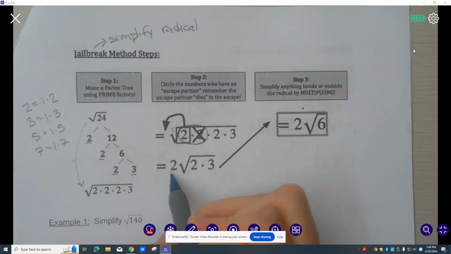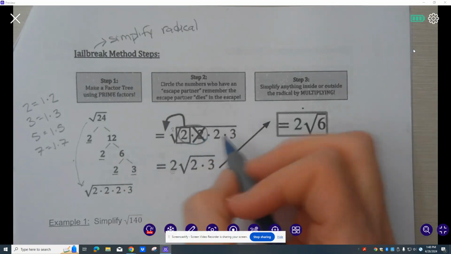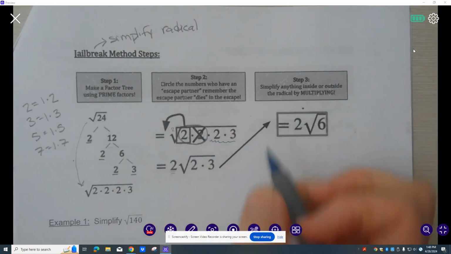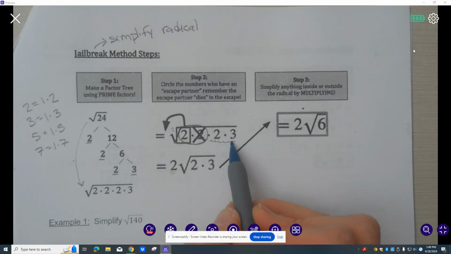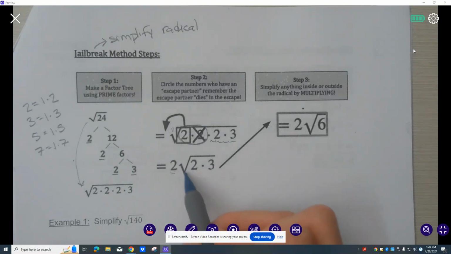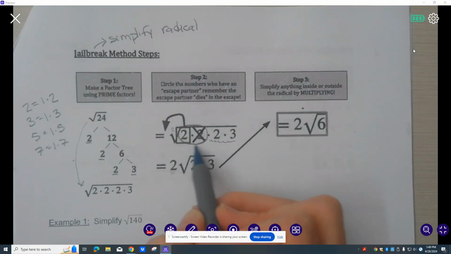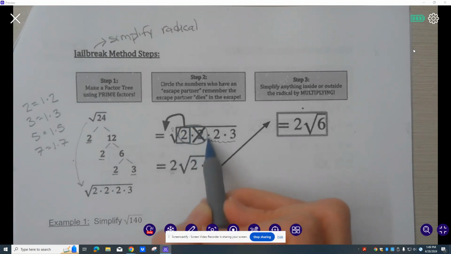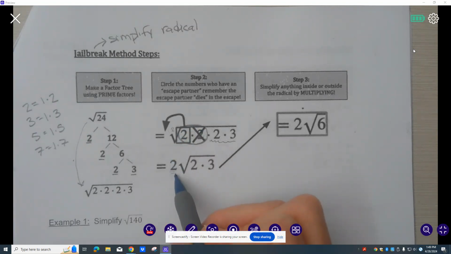You can see this 2 that is now outside the jail is the one partner that made it out alive. This 2 and 3 never had a partner, so they're stuck in the jail. There they are. So the 2 and 3 are in the jail. These 2 twos escaped, but only one made it out alive.